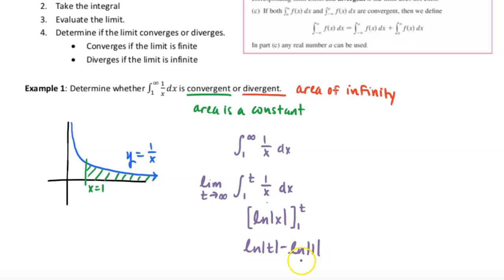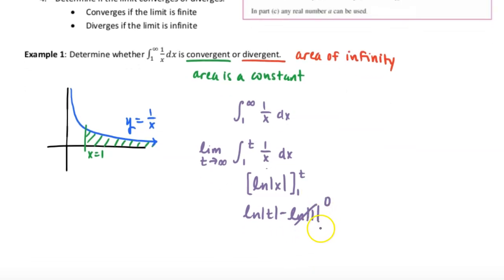Let's simplify this as much as possible first. That's always easiest. Now, what's the natural log of the absolute value of 1? Well, I know that's just 0. And so this term is just going to be 0. I am left with, now let's remember that we're taking a limit, the limit as t approaches infinity of the natural log of the absolute value of t.